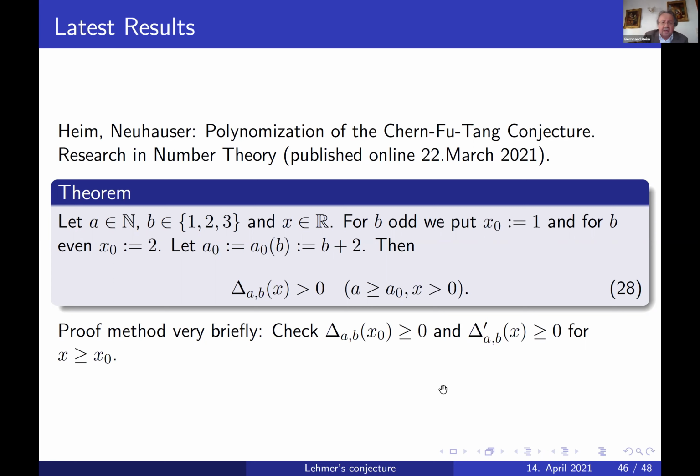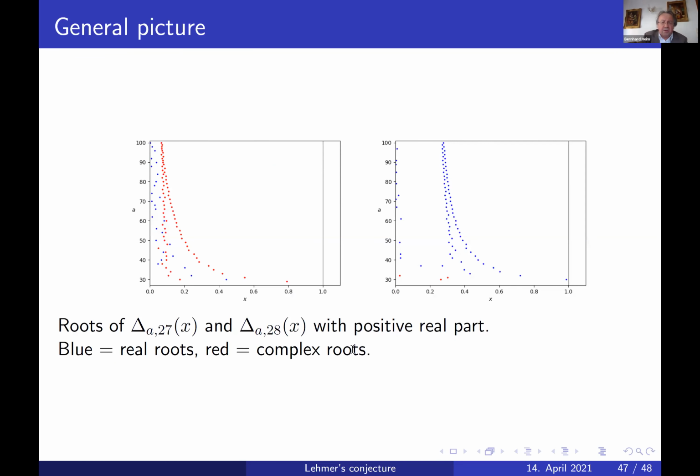But it's much more complicated than in the Chern-Fu-Tang conjecture. And now just to give you an impression why we believe that maybe the continuous case has also advantages, because of the following. When you fix b equal to 27 or b equal to 28, and you vary the a, here is the a varied and here the a, and you consider this as a polynomial, we calculated the roots of the polynomial. The red ones are the complex, and the blue are the real.